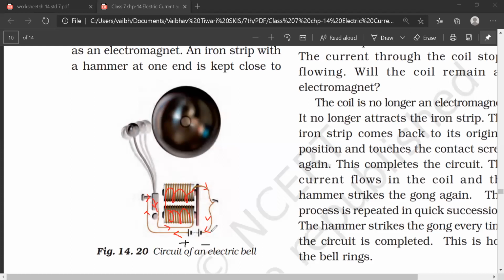Now in this circuit, when it is completed, this coil starts behaving like Sir, time is over. You listen to me quietly.